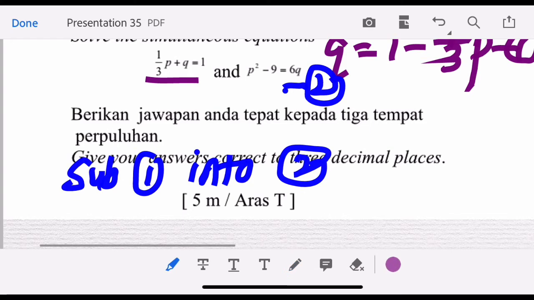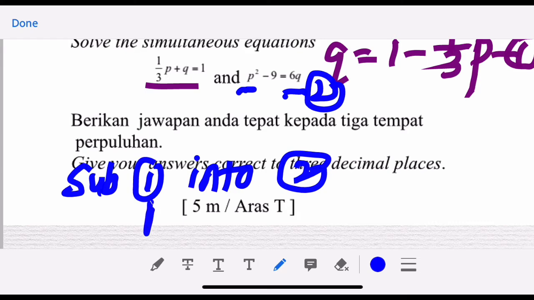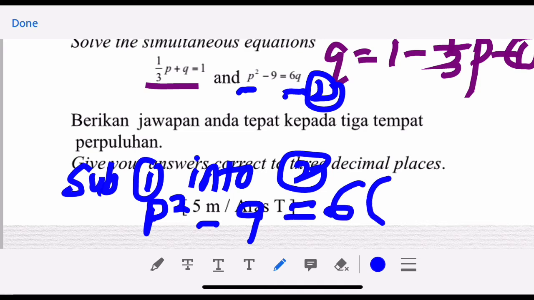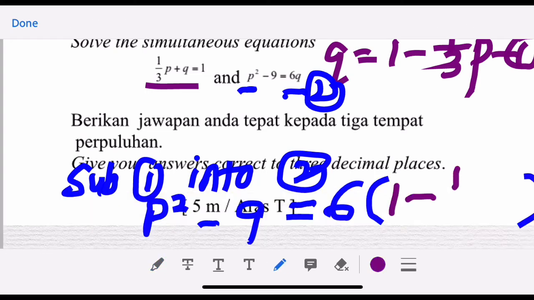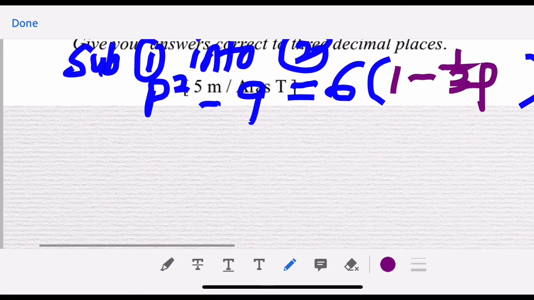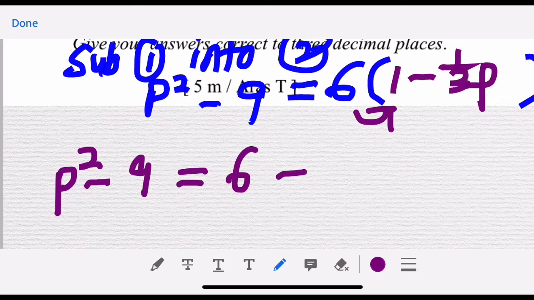So I will get p squared minus 9 is equal to 6q. When I see q, I'm going to substitute 1 minus 1 over 3p from up there. Then I just simplify: p squared minus 9 equal to 6 times 1 is 6. 6 times 1/3 will be 2p.